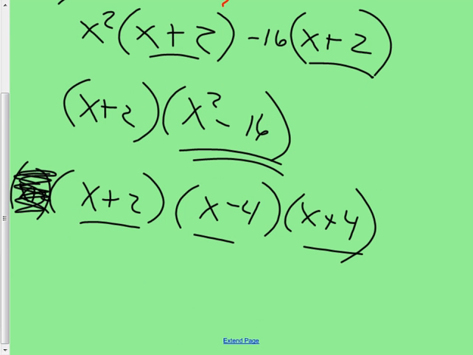Yes? So if you factor all the way, you don't have to get the factors of the other two that way? If you factor it all the way, then your solutions to these are easier to see. X equals negative 2, x equals 4, x equals negative 4. Is that what you're talking about, those solutions?